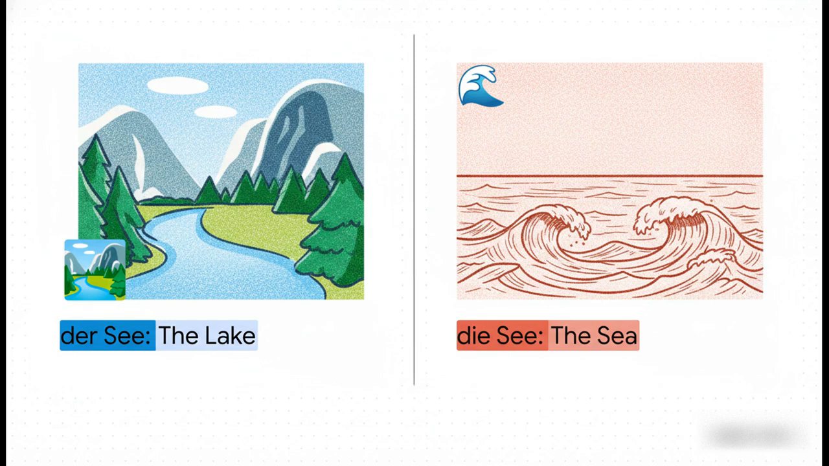And this is where things get really fascinating. You can have a word that's spelled exactly the same, but the gender completely changes what it means. Der See is a lake, a nice, calm lake. But die See, that's the sea, the ocean. Same word, totally different world.